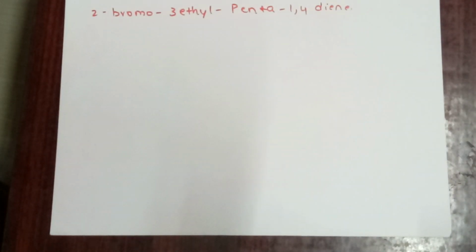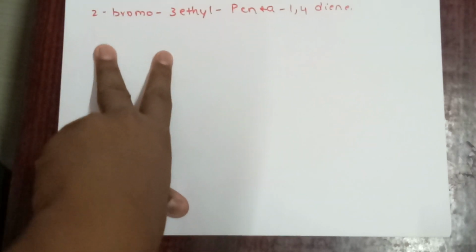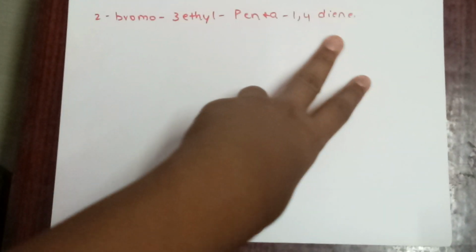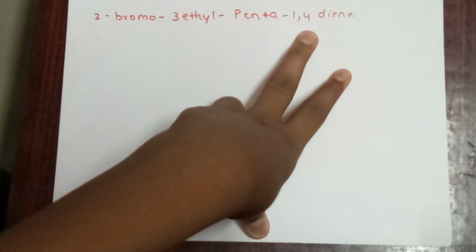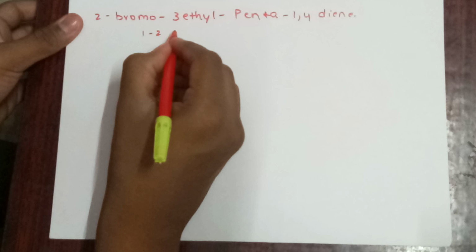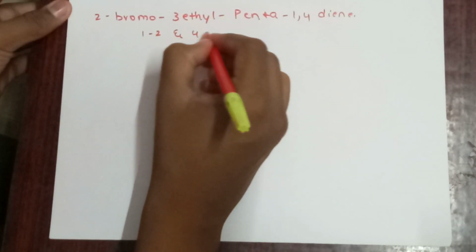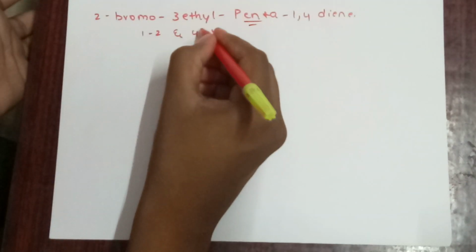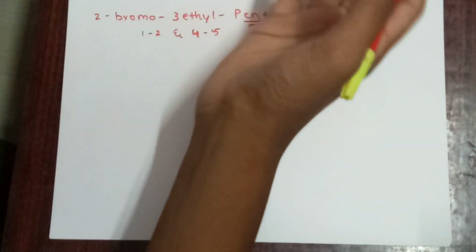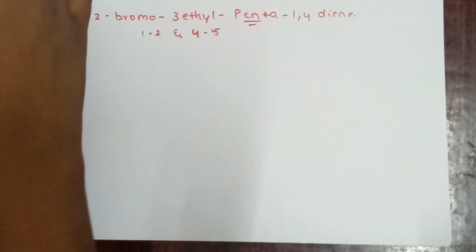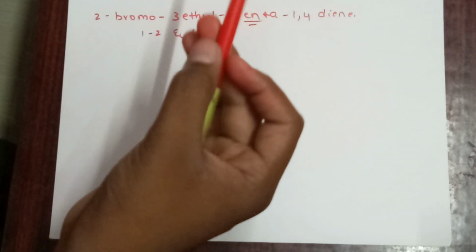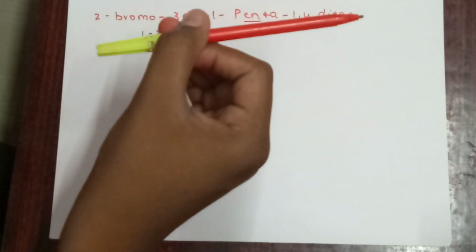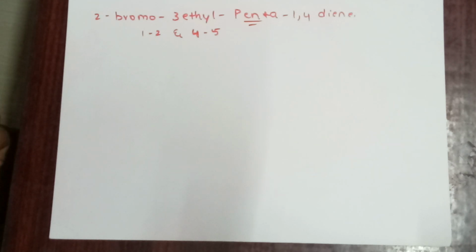For halogens we give the last preference, right? I have said to you that for halogens we give the last preference. The first preference is given to the functional groups, and then the bonds. The double bonds are between 1 and 2 and between 4 and 5, because here only 5 carbon atoms are there. A number greater than 4 and consecutive to 4 is 5, and a number greater than 1 and consecutive to 1 is 2. I hope you understand, right?